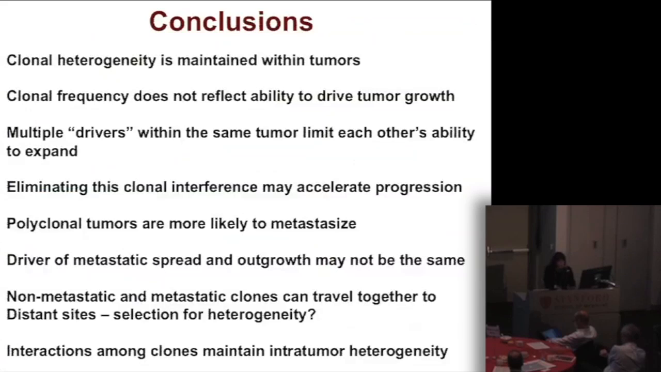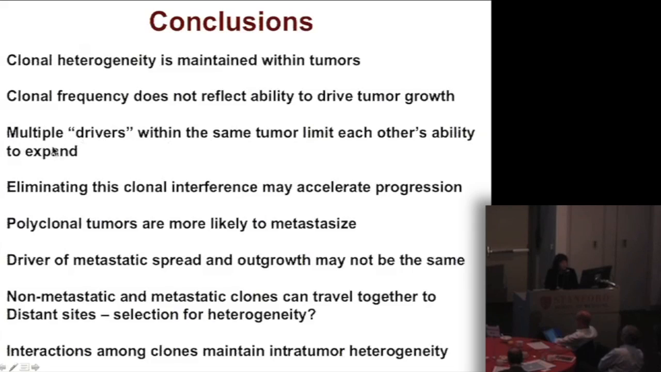So just to summarize this, what we see is that clonal heterogeneity is maintained in tumors. This is in the xenograft model I showed you previously. In clinical samples, we see this also. Interestingly, the clonal frequency doesn't reflect ability to drive tumor outgrowth, which actually makes it difficult to define what is a driver in a clinical sample, because we tend to focus on the most dominant allele. We're raising the possibility that maybe the minor clone can be a driver, and it's not so easy to determine what is the driver in clinical samples.